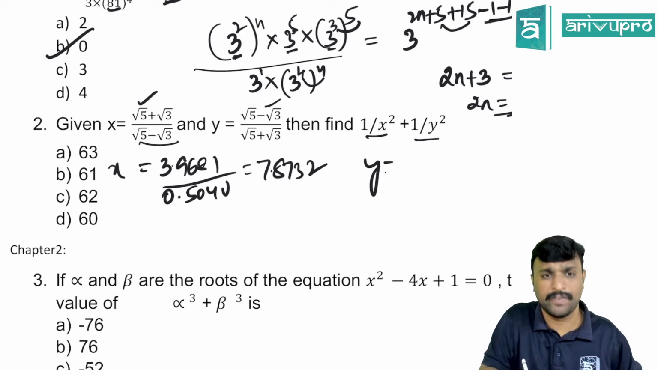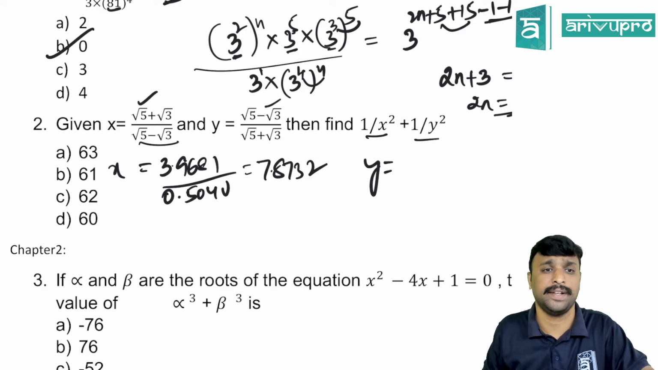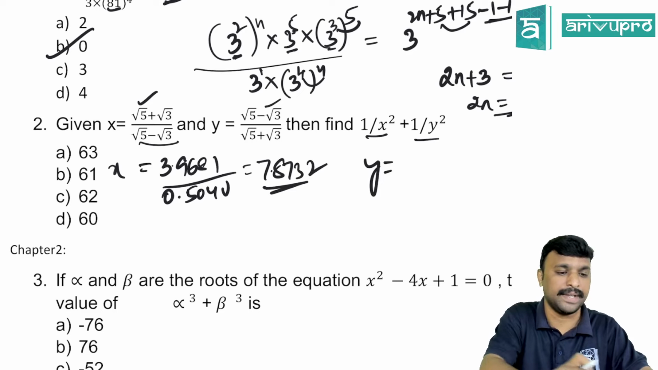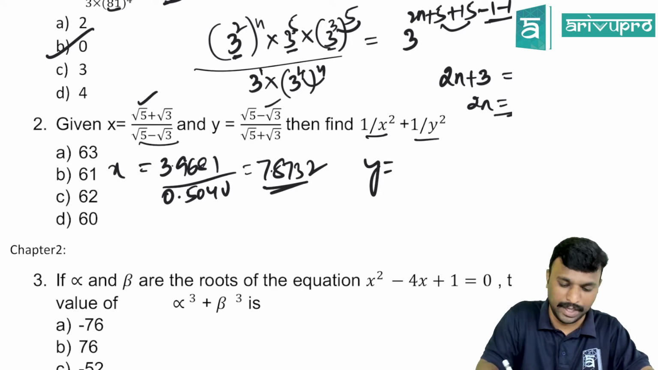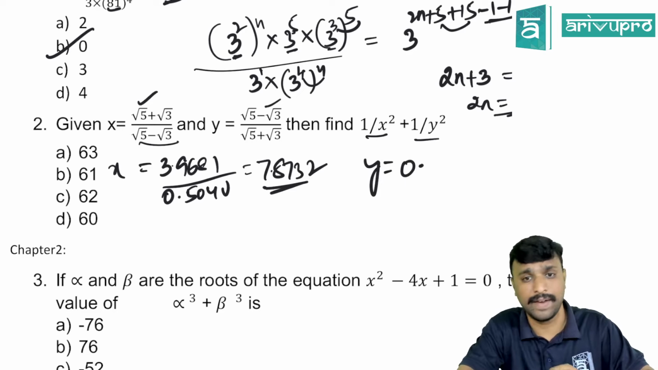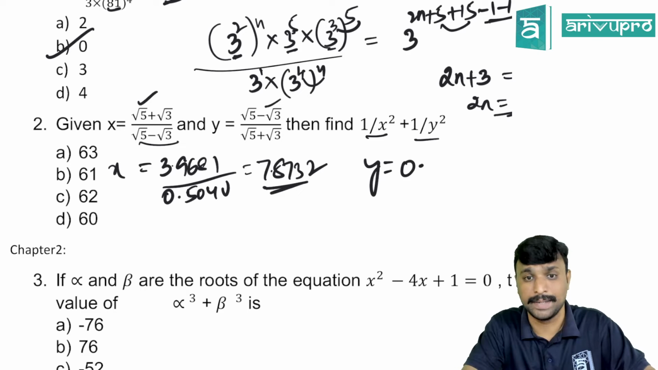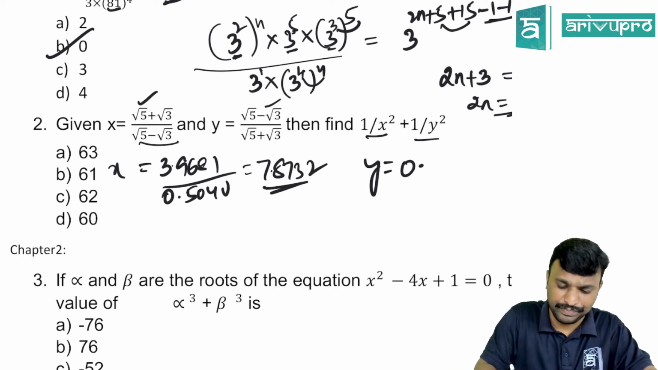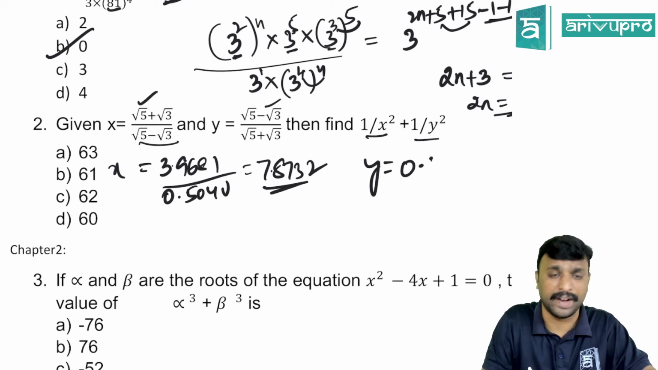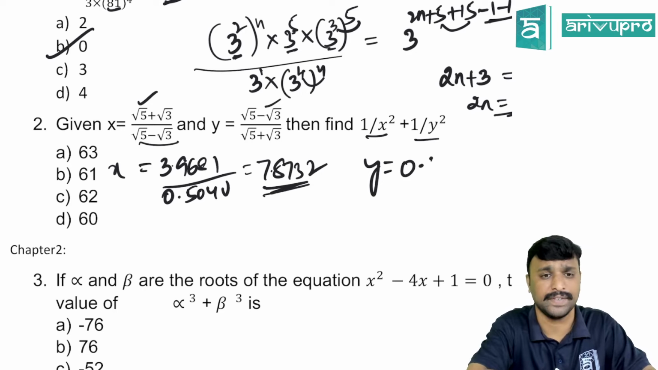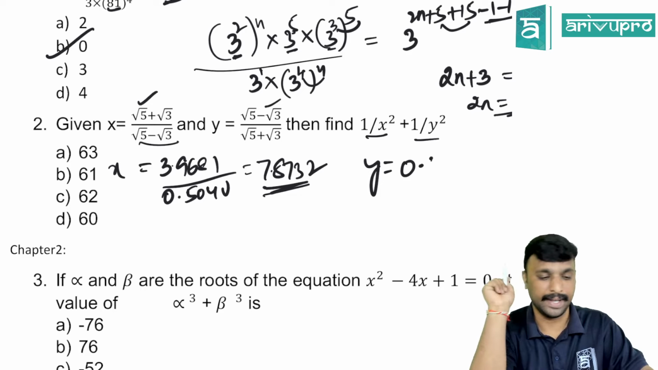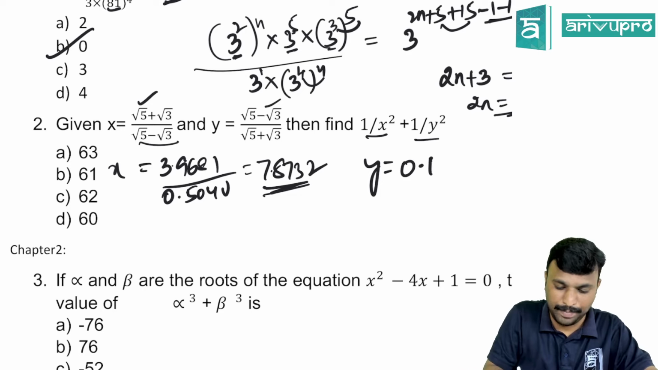Guys, if you want to find the y value, just take the reciprocal. So how do you take the reciprocal of this value? Press divided by and equal, you get the value of y, because for any value, if you want to take the reciprocal, press divided by and equal, and the value becomes reciprocal to itself. So you can find the reciprocal of 7.8732 by pressing divide and equal. So you get the value 0.1270.